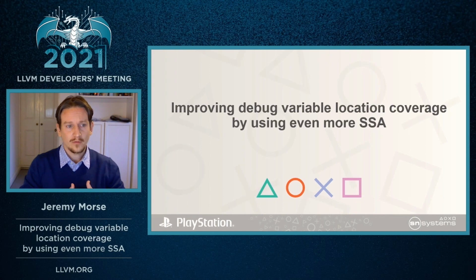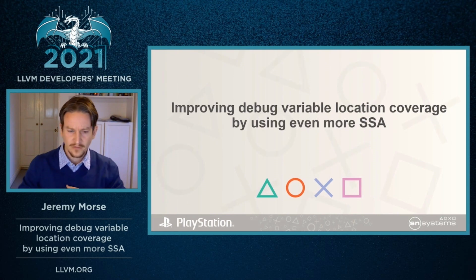Anecdotally, we're often told that LLVM doesn't do very well at producing debugging information, and the usual symptom is that when you inspect your variables when stepping through your code in a debugger, you're typically told that they've been optimized out, and apparently this happens much more often with LLVM than it does with other comparable compilers. So this talk is about improving that situation, improving location coverage.